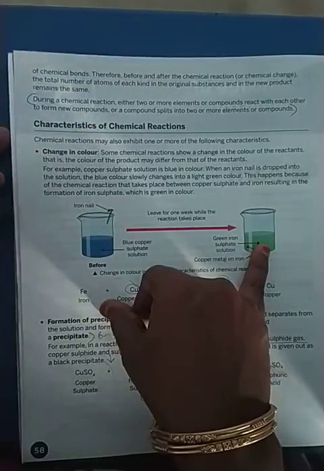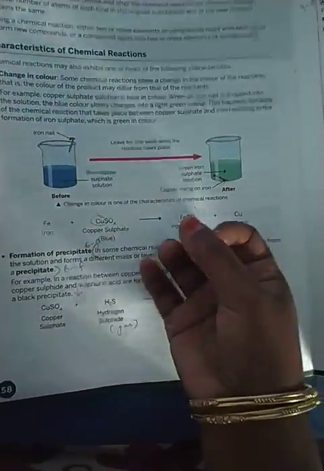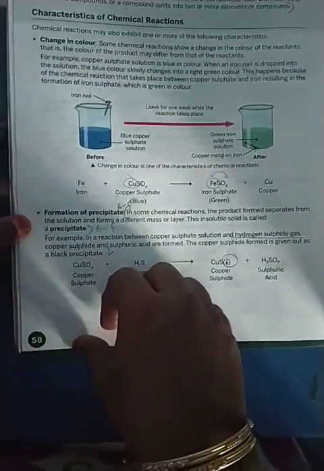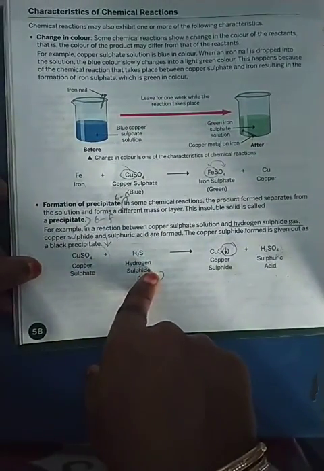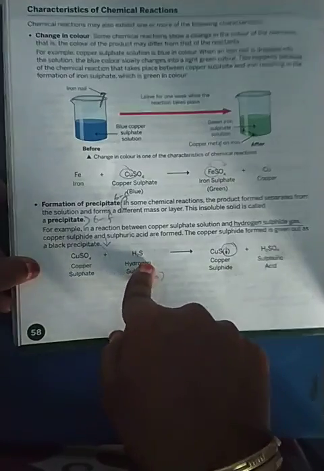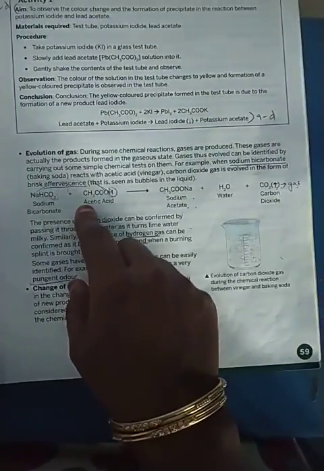Then the second one is the formation of a precipitate. A precipitate is something which settles down. It will not be soluble at all. Okay, so copper sulfate, when you react it with hydrogen sulfide, you will have copper sulfide and sulfuric acid. Then the evolution of a gas.